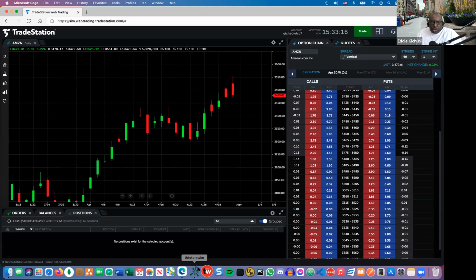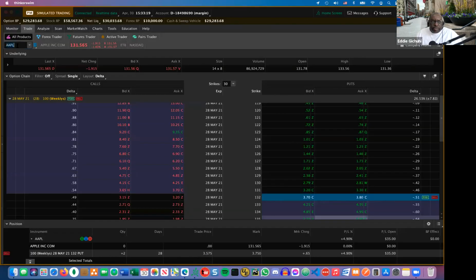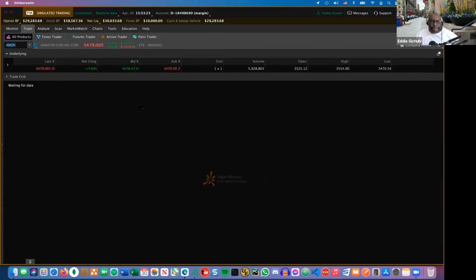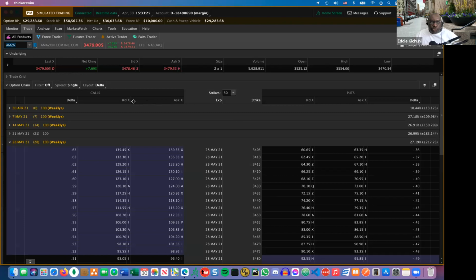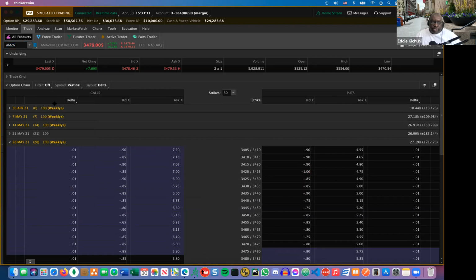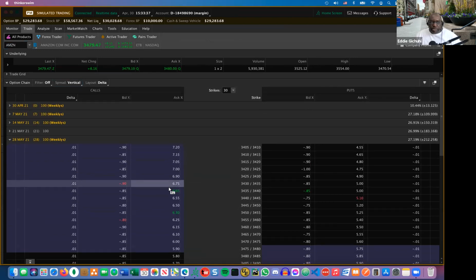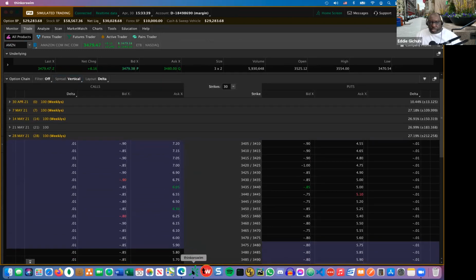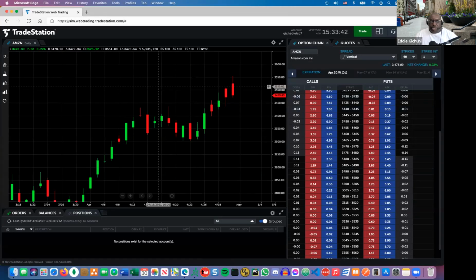And if you're on thinkorswim, the way to get there, by the way, let's go back to AMZN here. To switch from singles to verticals, you would pretty much click on single and vertical. And now you've got a vertical spread over here, and it's 5 wide. And you can choose to see how many you see up and down. So let's go back to TradeStation.